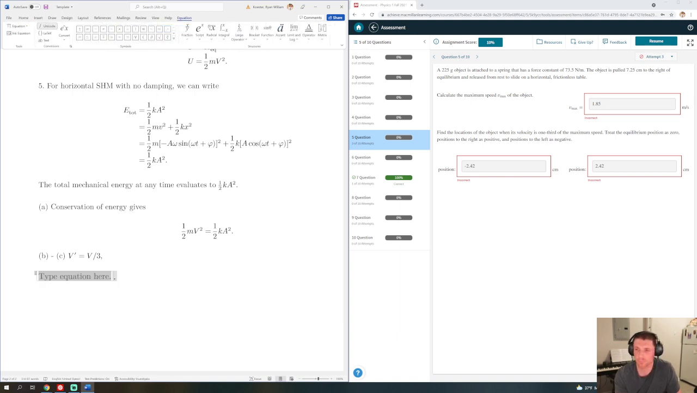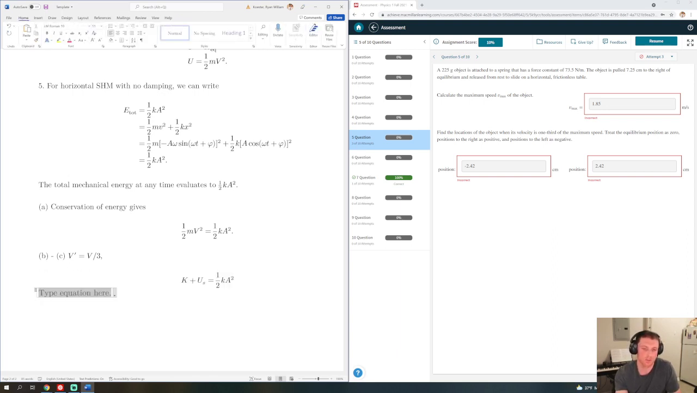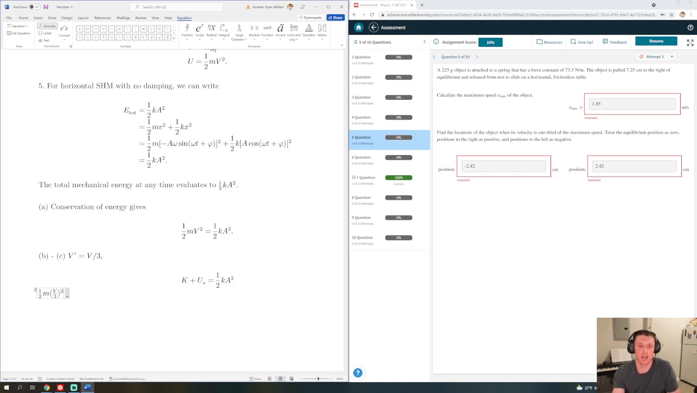So for this part, what we want to do is just write that the kinetic energy plus the elastic potential energy equals 1/2 k a squared, right? I.e. the total energy at any time. And we just fill this in. So we write 1/2 m, then we have big V over 3 squared, plus, and there will be elastic potential energy here, right?